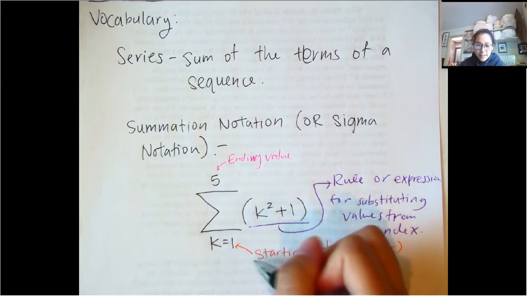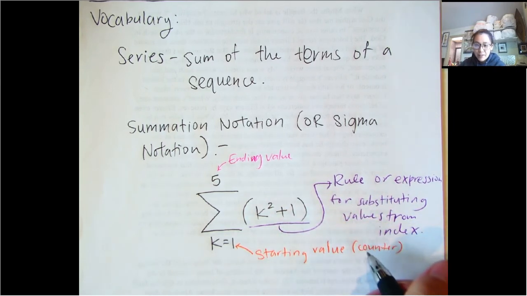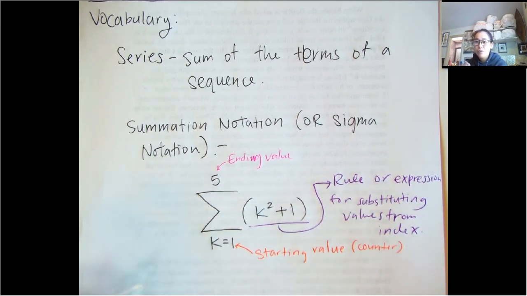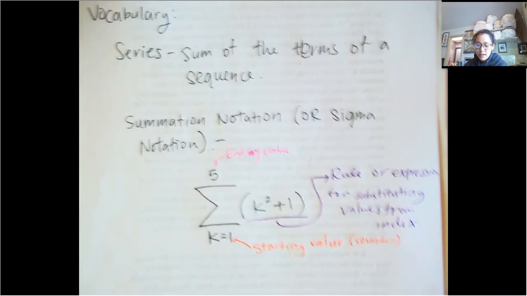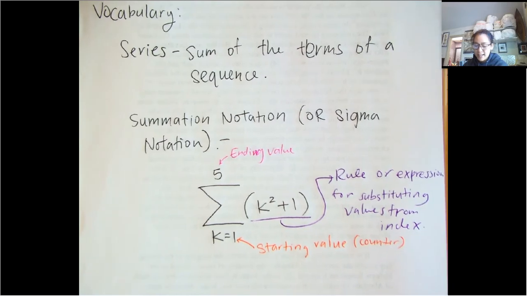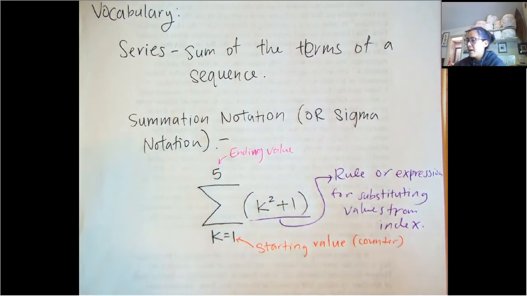And so k equals 1 is our starting number or starting value, and it's going to be our counter. As I said earlier, you're going to count from 1 up to whatever the ending value is. So you do all of the integers in between. And then we call k the index of summation. K is the index of summation.